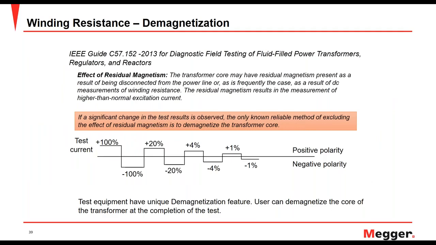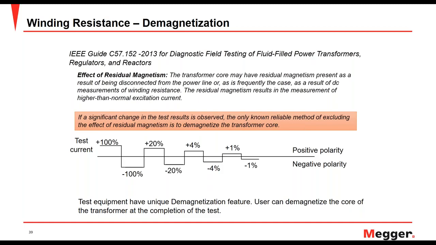Now, we touched on demagnetization or residual magnetism in the beginning of our section here. So let's talk about that in detail. The IEEE guide C57.152, which is the diagnostic field testing guide, mentions that the effect of residual magnetism can be present based on either the time at which the transformer was disconnected from the power line or because of DC winding resistance measurements. This residual magnetism will affect the excitation current measurement, as we saw, and those values can be higher than normal. Again, this would not be representative of the transformer core.